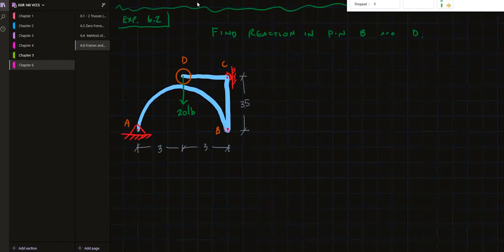And that's it. And these are the dimensions. So this is a circle, so it is 3 high. And there we go. So let's draw some free body diagrams.